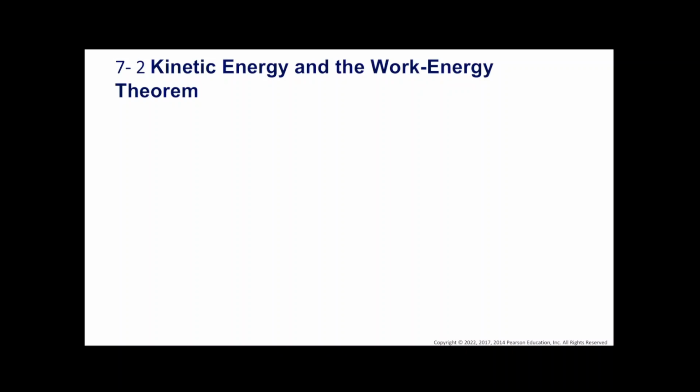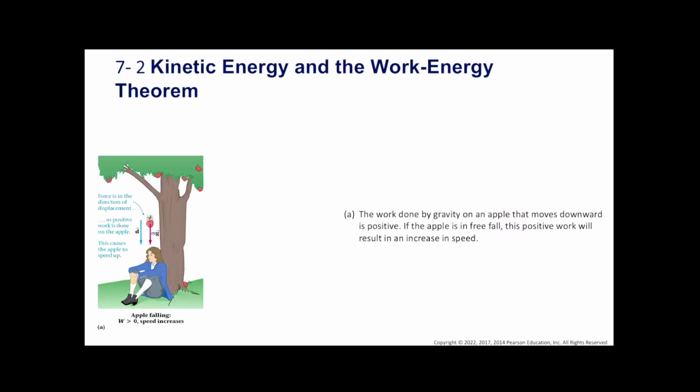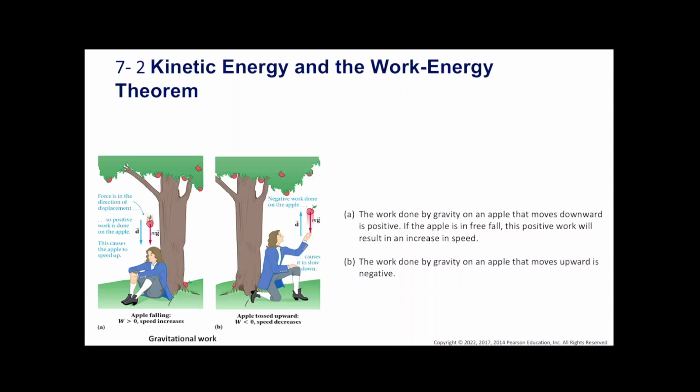Our next section in this chapter is about kinetic energy. Now, suppose you drop an apple. As it falls, gravity does positive work on it, as indicated in this figure, and its speed increases with the fall. In contrast, if you toss an apple upward, then gravity does negative work on it, and because of that the apple slows down.